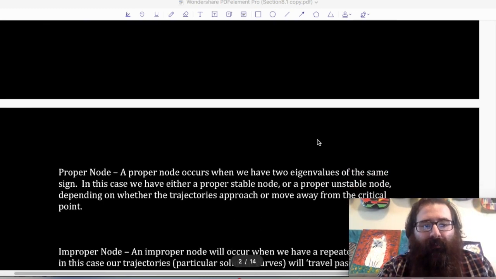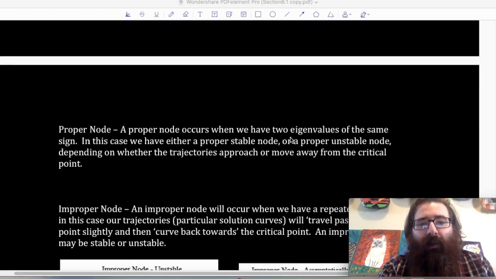Proper node, we say a proper node occurs when we have two eigenvalues of the same sign. In this case, we either have a proper stable node or a proper unstable node, depending on whether the trajectories approach or move away from the critical point.